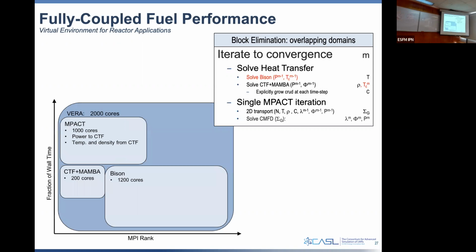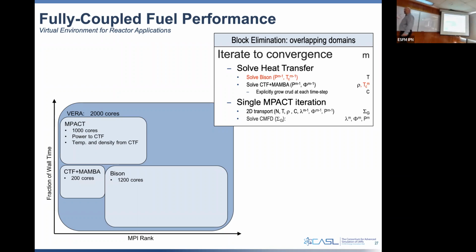The problem is it doesn't work on 800 processors. Because of the size of the problem, Bison needs 1,200 processors to be able to do it in any kind of reasonable time: the fuel pin, 15,000 fuel pin calculations. And so with this one-dimensional Bison, modeling every single one of them, with all of the fuel physics in it, it is dramatically more than the temperature solved inside of CTF, but it's taking a lot more time, and it needs a lot more processors.